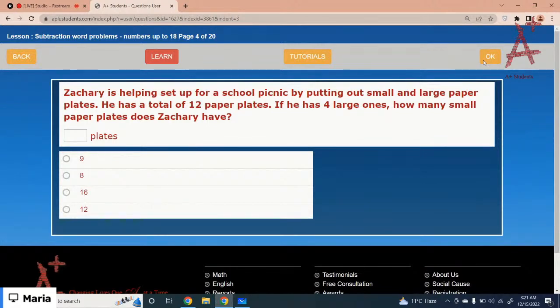Zachary is helping set up for a school picnic by putting out small and large paper plates. He has a total of 12 plates. If he has 4 large ones, how many small paper plates does Zachary have? So you have to do 12 take away 4. Got it? Let's just do 12 take away 4.